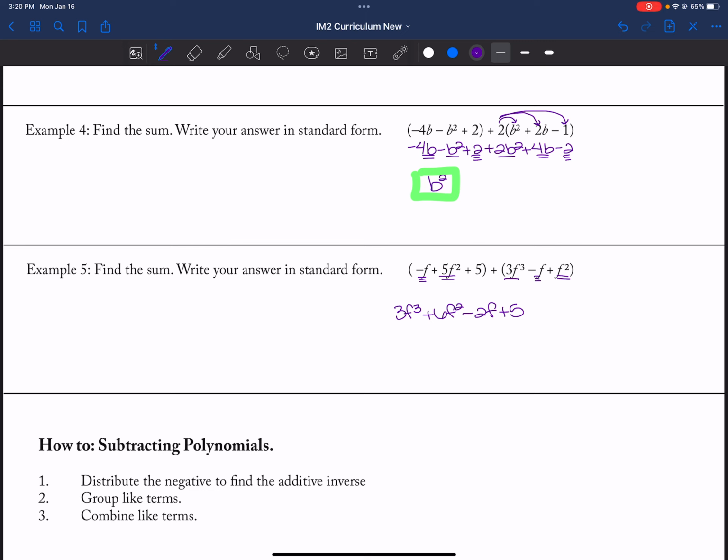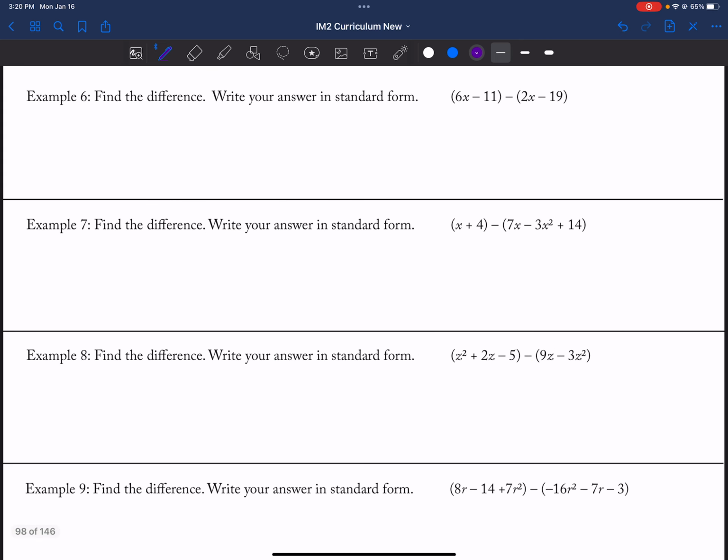Now, when I subtract, I have to distribute the negative to the second parentheses, or wherever the negative sign is in front of. So here, I need to distribute my negative to both terms. So I have 6x minus 11 minus 2x plus 38. So then I have 4x, and then 38 minus 11 is 27. So plus 27.